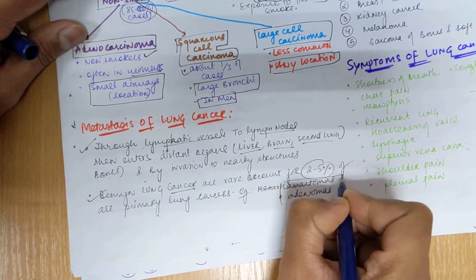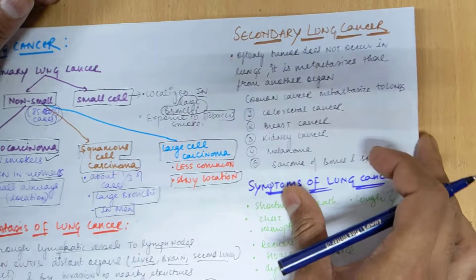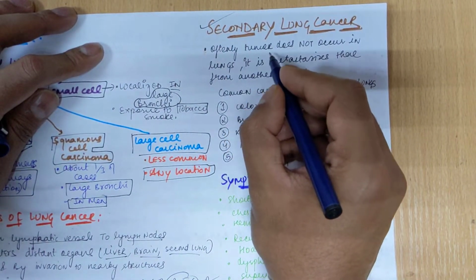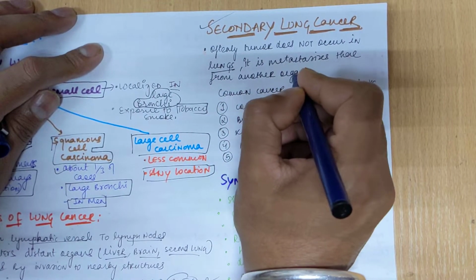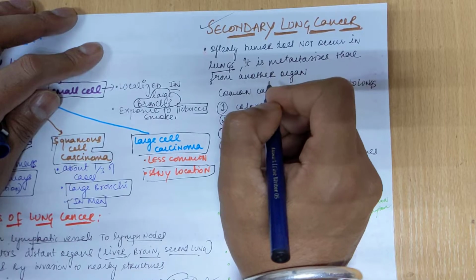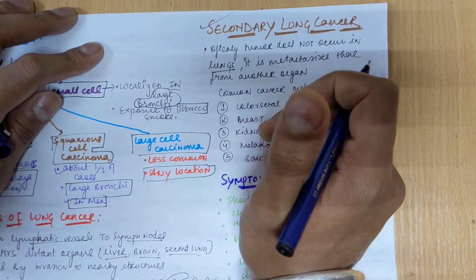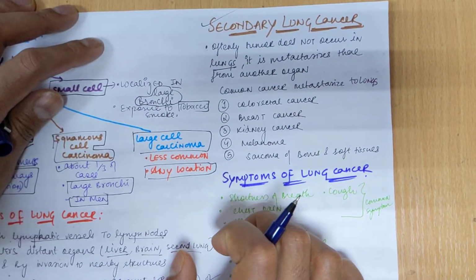These are the benign cancers, which are common. Okay, so this was the primary lung cancer. And secondary lung cancer means tumors that do not occur in the lungs but metastasize there from another organ. The cancer is on the other side, but it can metastasize to the lung, and that type of lung cancer is called secondary lung cancer.